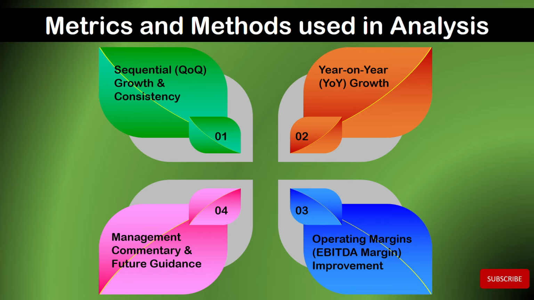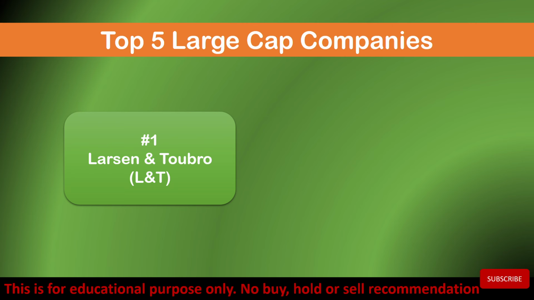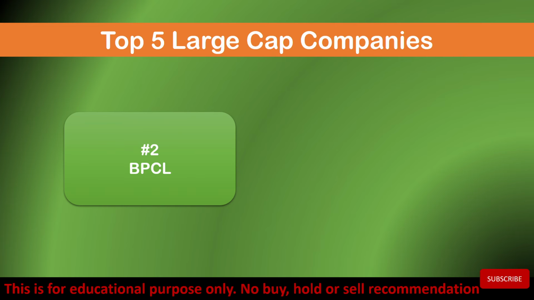Okay, so now let's move on and look at the top five companies in the large cap segment. So the first is Larsen and Toubro (L&T). The key takeaways based on the results of Q2 are the 16% year-on-year net profit growth, which is validated by a record order book of 6.67 lakh crore rupees. Huge, humongous order book. Next is BPCL.